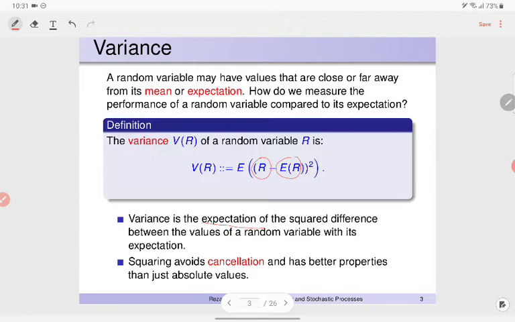Note that in variance we use a square. Squaring here avoids cancellation, otherwise R minus ER may be positive, may be negative, and they may cancel each other. Squaring basically avoids this. We can of course do this by using absolute values, but then squaring has better properties than just absolute values.